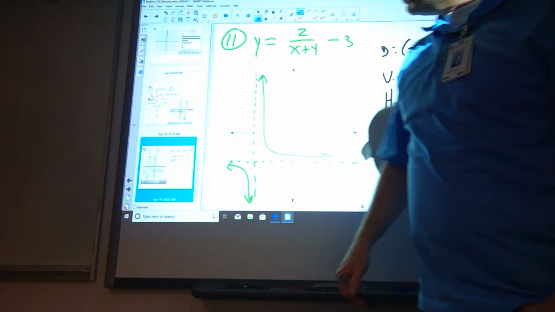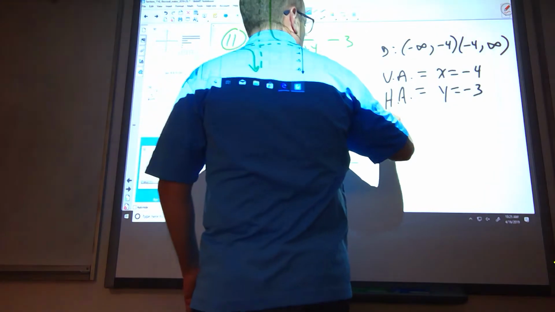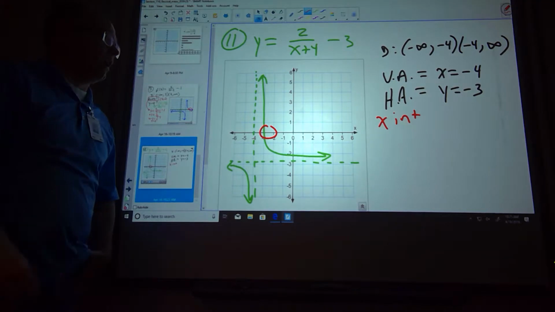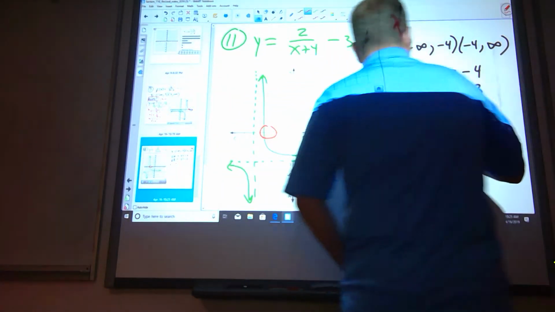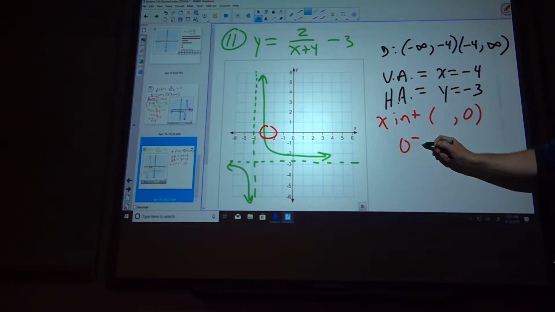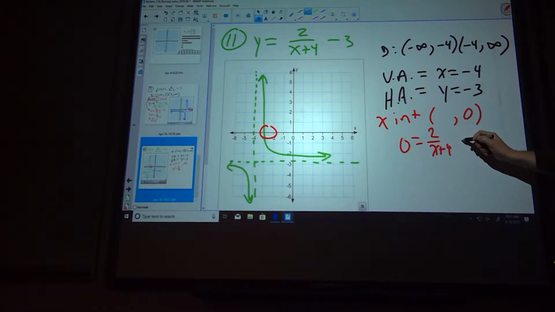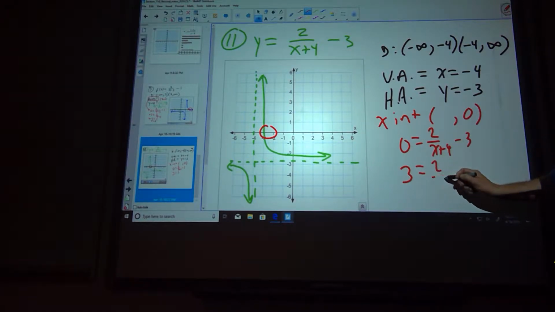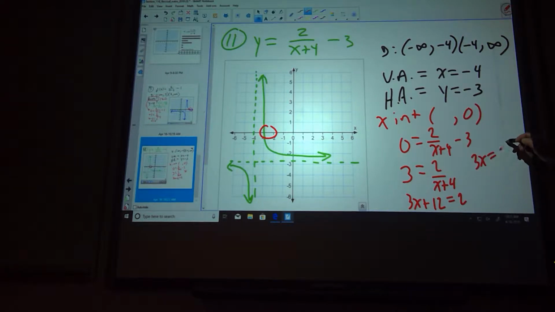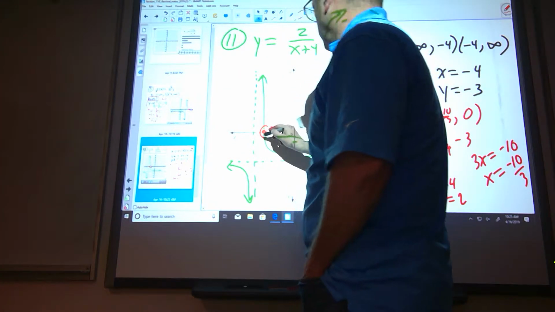And then x-intercept. So it does appear that we should have an x-intercept. I just freehanded my graph, so I don't know if that's the exact point. X-intercept means I'm plugging 0 in for my y value. So I get 0 equals 2 over x plus 4 minus 3. Add 3. Then I get 3x plus 12 equals 2. So 3x equals negative 10. X equals negative 10/3. So that's negative 3 1/3. 1, 2, 3. So right there. Yeah, that works.